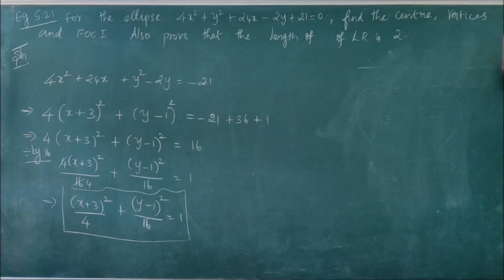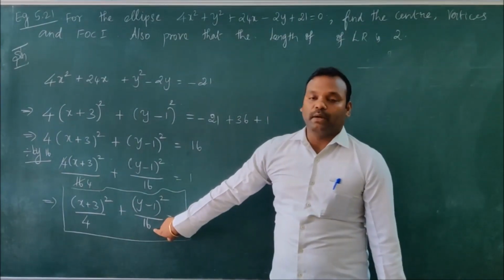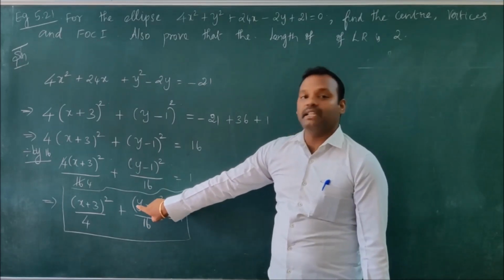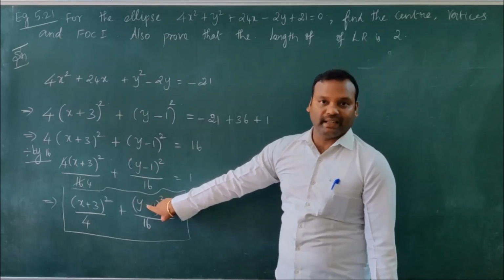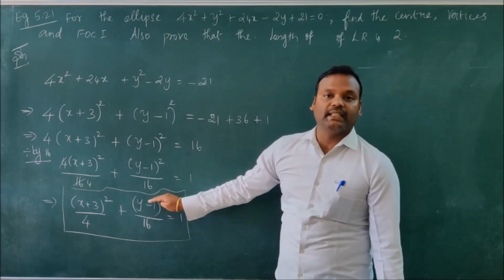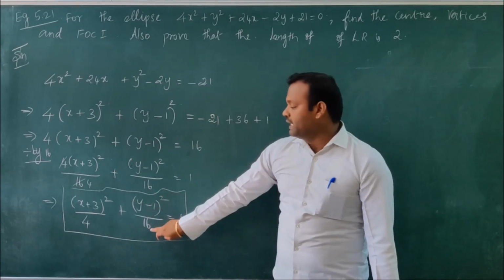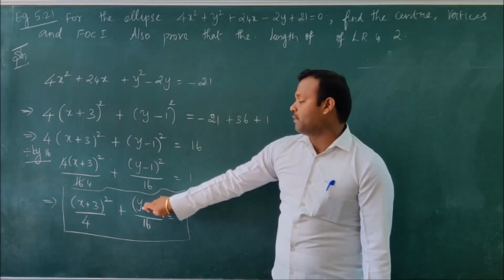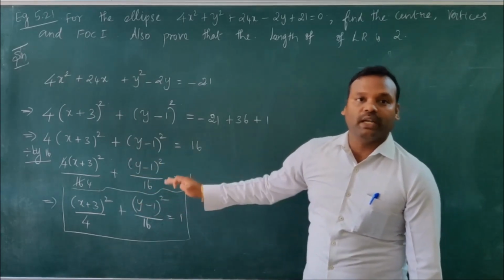If you want to identify the major axis, you have to take the greater number as a square, above which you are having y. So the major axis is parallel to the y axis. In an ellipse, whichever is the greater number, the axis above it is what we take as the major axis. Here the greater number is 16, and since we have y above it, your major axis is parallel to the y axis.